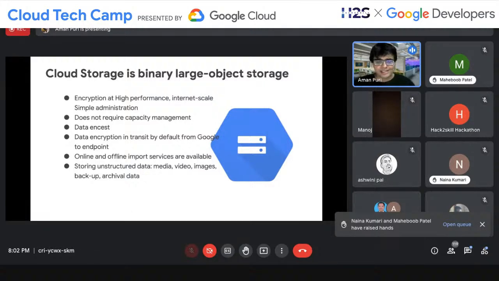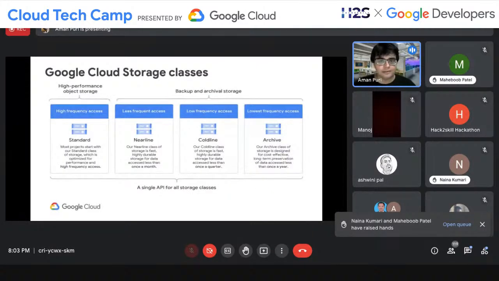If you want to host static files, store your media, videos, images, or store a backup, archive that backup, and keep it. And if that data is not required on-premises, if you feel a lot of data is being accumulated, you can just dump it into Cloud Storage. It's a very good solution because you can migrate the data in an encrypted manner to Cloud Storage, and there are both online and offline transfer options generally available.